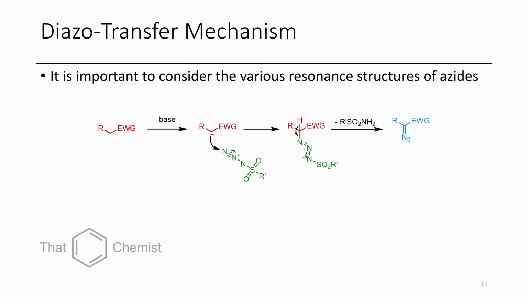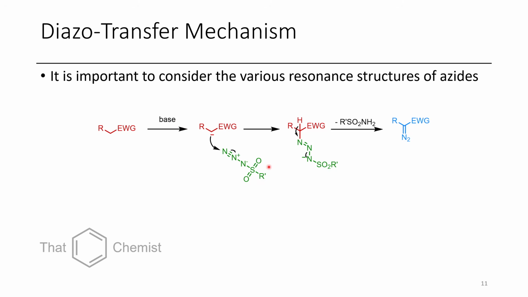So here you can see that with this electron withdrawing group, which could be a ketone, it could be some other sort of carbonyl, such as an ester, an amide, or something like a nitrile, it's possible to deprotonate this alpha position using something like DBU. Sometimes stronger bases are required, but in most instances, DBU or triethylamine might be sufficient.